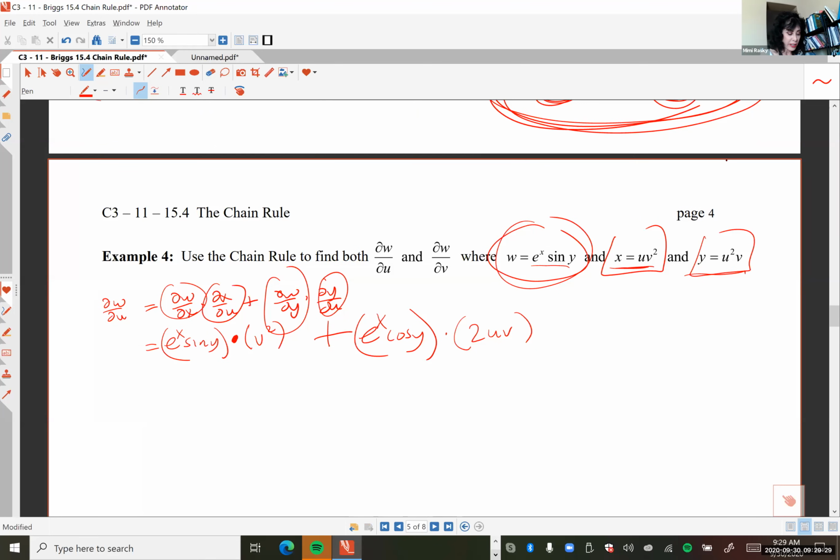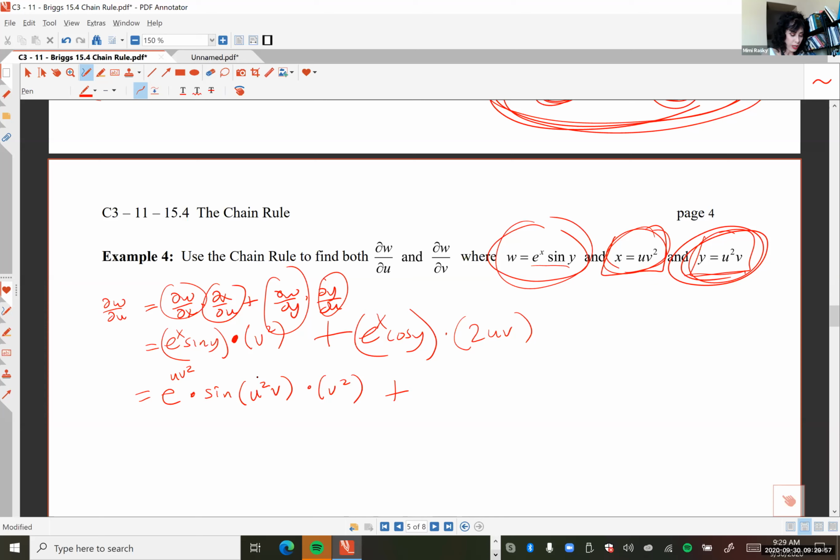You just back substitute. Like, what was x? Everywhere you see an x, you'll substitute uv squared. And everywhere you see a y, you'll substitute u squared v. So it's going to look pretty gross. Like e to the x is going to become e to the uv squared. I know, weird. Times sine of y, but that'll be sine of u squared v. Times, you'll still have the v squared going on there.